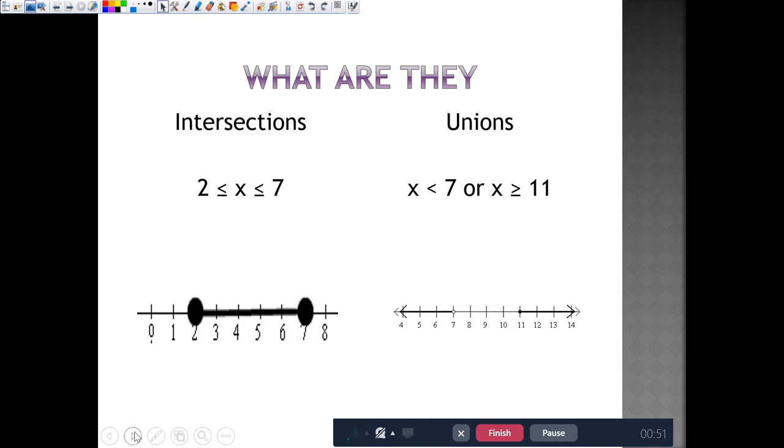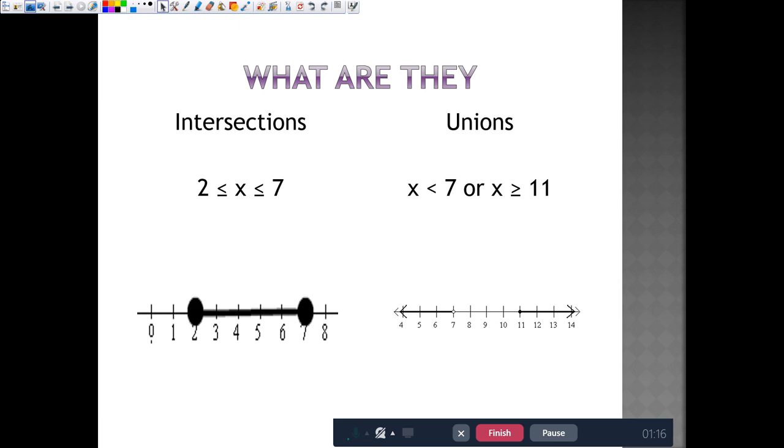And you'll see here that for an intersection, we have the variable in the middle, and then we have our inequality sign here. So this is x is greater than or equal to 2. If you look here, it's a closed circle, and x is greater than or equal to 2. But also x is less than or equal to 7. So again, a closed circle, and it's less than or equal to 7. And it's all the values in between.